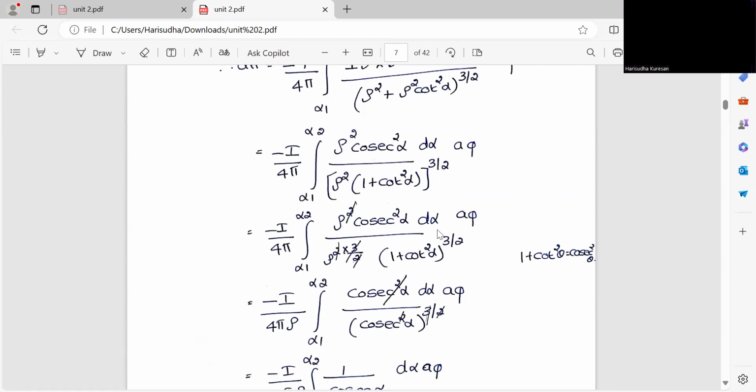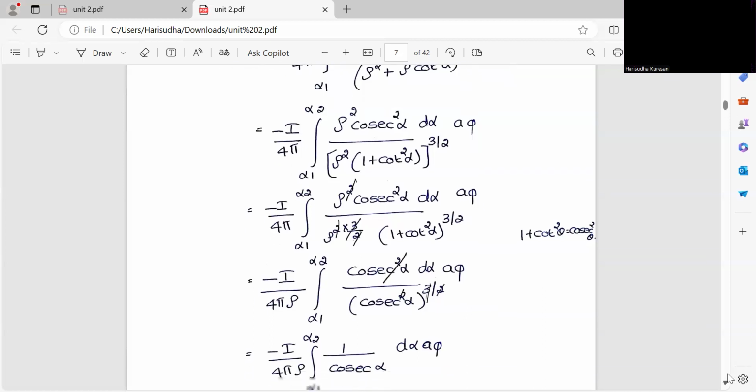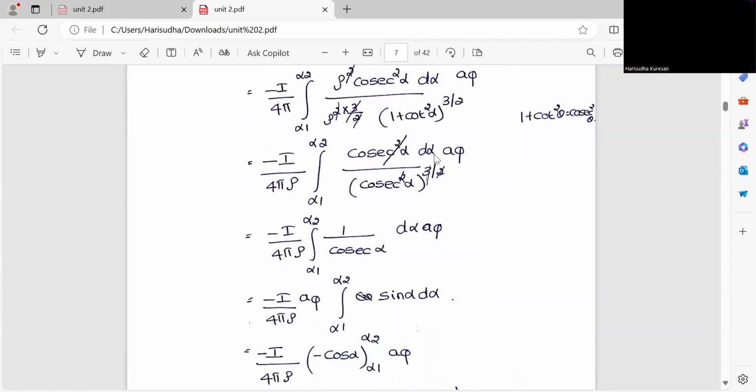The remaining terms will be cosecant square alpha d alpha divided by 1 plus cot square alpha, which is nothing but cosecant square alpha, to the power of 3 by 2. Now I'm trying to cancel out the numerator and the denominator. Therefore, I'll get minus I divided by 4 pi rho, integral alpha 1 to alpha 2, 1 divided by cosecant alpha d alpha a phi. This a phi unit vector is also a constant, so I'll take it outside the integral. Therefore, integral alpha 1 to alpha 2, 1 by cosecant alpha is nothing but sine alpha d alpha.